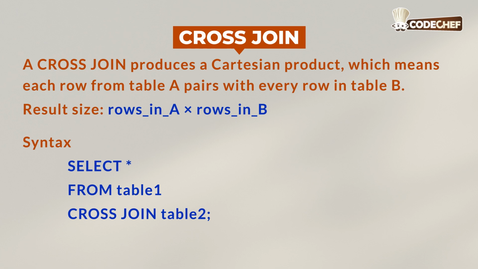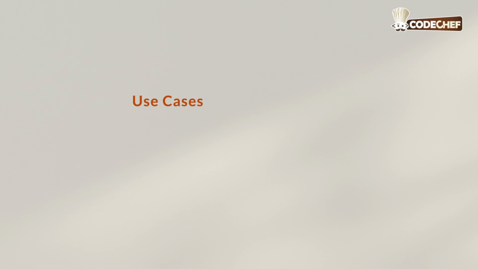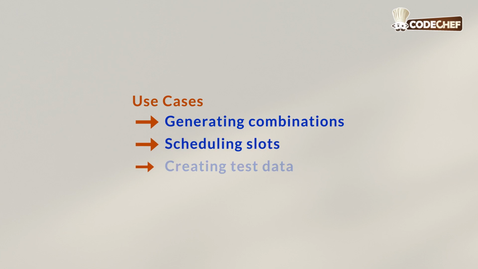So basically, when we want to join each and every row of two or more different tables, then we use cross join. And that is why the size of the table that we get in the output is the total number of rows in the first table multiplied by the total number of rows in the second table. The syntax is simple. Coming to the use cases, it is used to generate combinations, scheduling slots and creating test data. Now let's see an example of cross joins on the CodeChef platform.